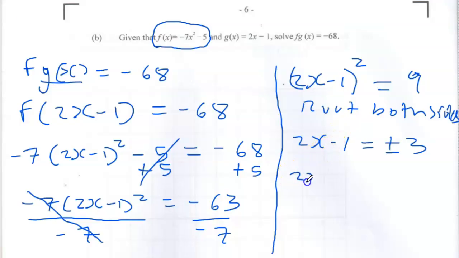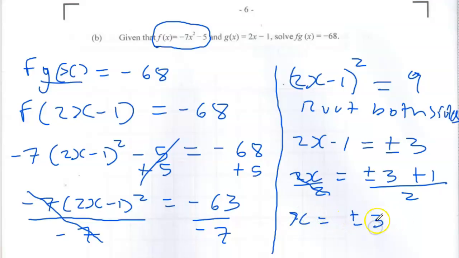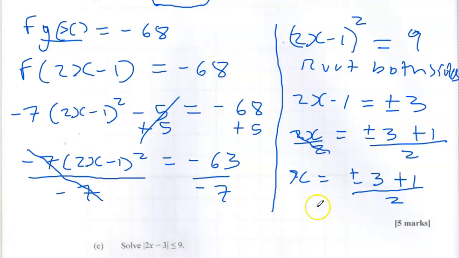So 2x minus 1 is equal to plus or minus 3. Add 1 to both sides, we get positive 1. Alright, so which means that 2x is equal to plus or minus 3 plus 1. Divide both sides by 2. So x will be equal to plus or minus 3 plus 1 over 2, which means that x, so I can separate them now.